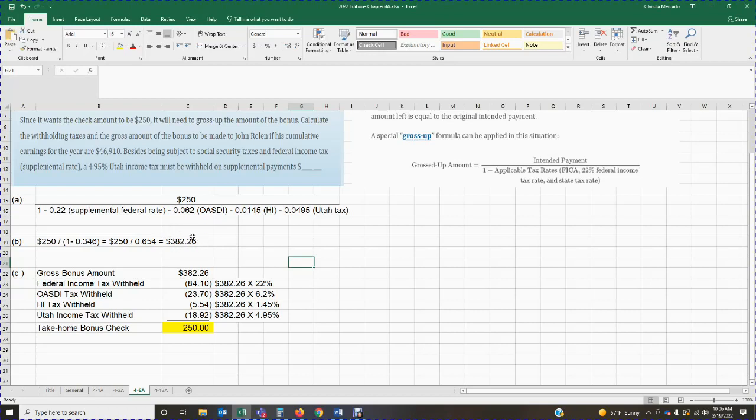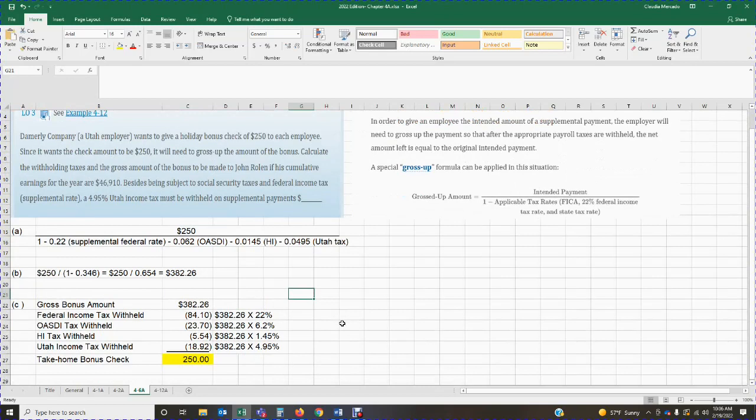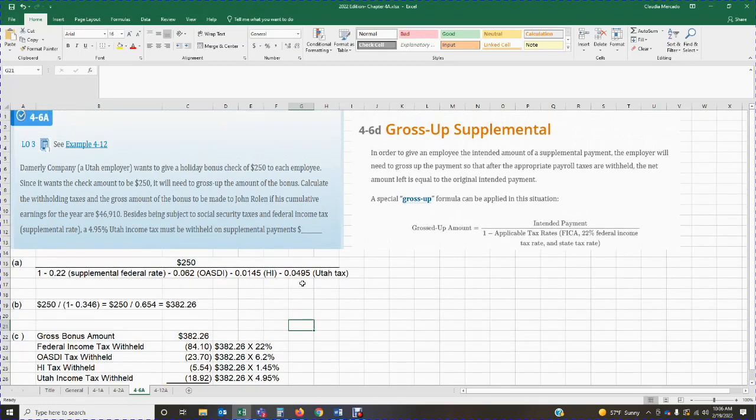That is the amount that we have to pay our employees so they can take home 250. We ran the numbers, and sure enough, if we pay them 382.26, after all applicable taxes they will be taking home $250. Okay? So that is basically it for this problem. Review the formula carefully. Be very careful on your calculations that you add them correctly so you can get the correct amount here, subtract from 1, and then get the amount that we are going to be dividing by to calculate our gross up amount. Okay? So that is it for problem 468. Until next time. Thank you.